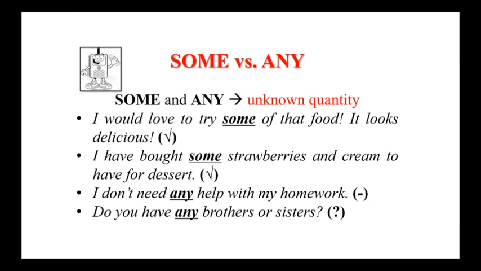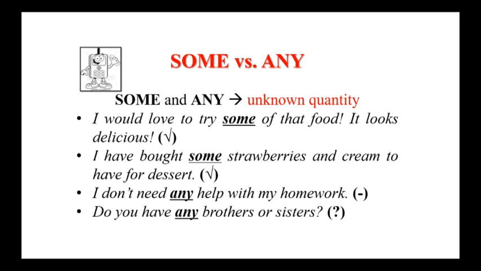Positive sentence. Izjavna rečenica. I have bought some strawberries and cream to have for dessert. So, I have bought some strawberries and cream. Jel znamo koliko je to jagoda, koliko je to šlaga? Nemamo pojma. Ali je rečenica izjavna, nije upitna, nije odrična. Zašto je ovo važno? Zato što se za odrične i upitne oblike u istim situacijama koristi any.